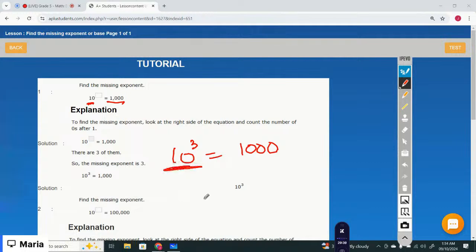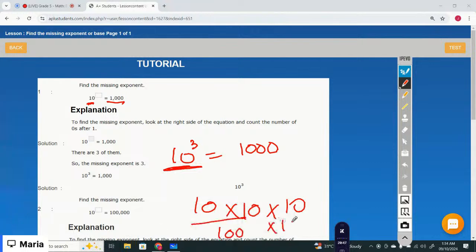You can see 10 exponent 3 means you have to do 10 times 10 times 10, right? And 10 times 10 is 100, and 100 times 10 is 1000. So when you have to find the missing exponent of the 10, you have to count the number of zeros with the number you are given on the other side. Like here you are given 1000, so that means the exponent of 10 is 3, right? I've already explained why you have to do 10 times 10 times 10. 10 times 10 is 100, and 100 times 10 is 1000. Got it?